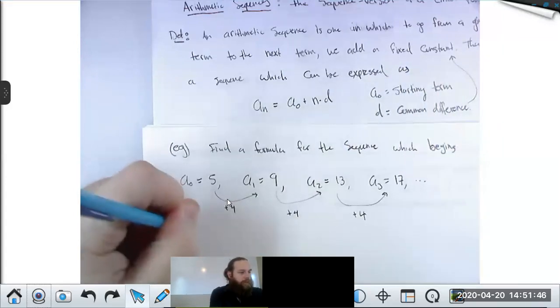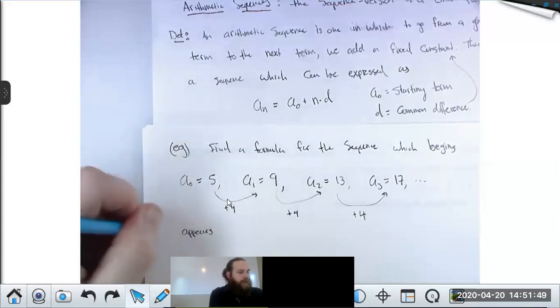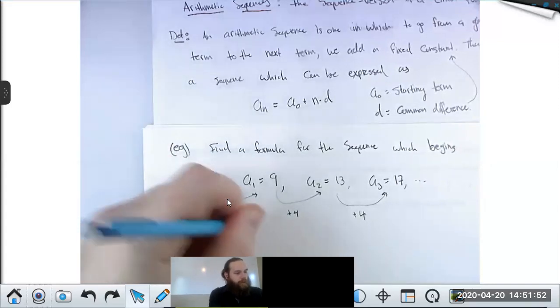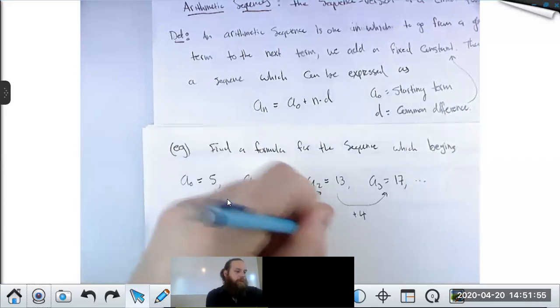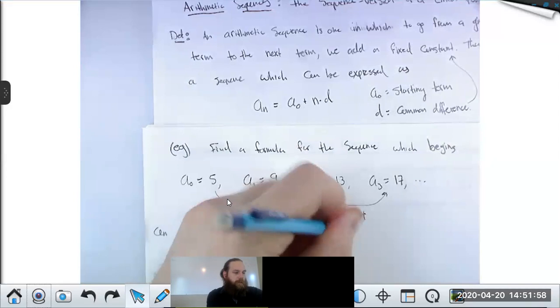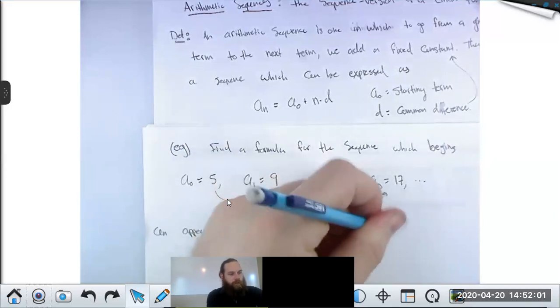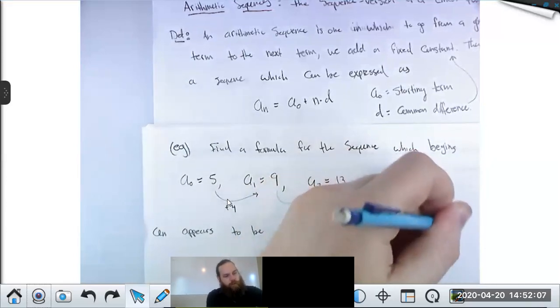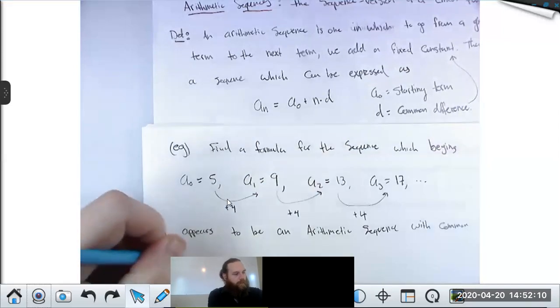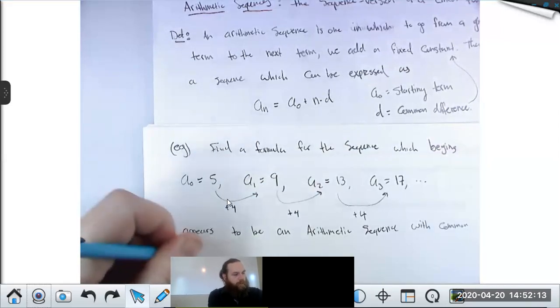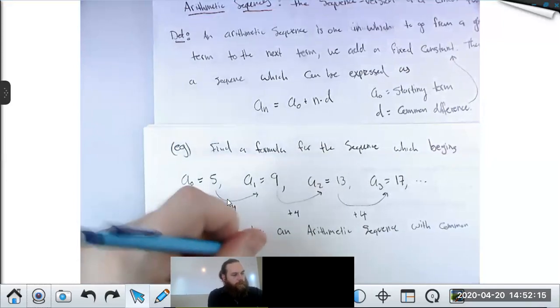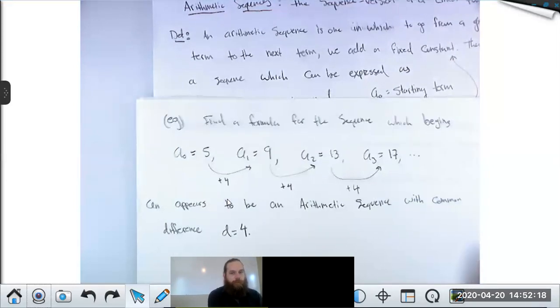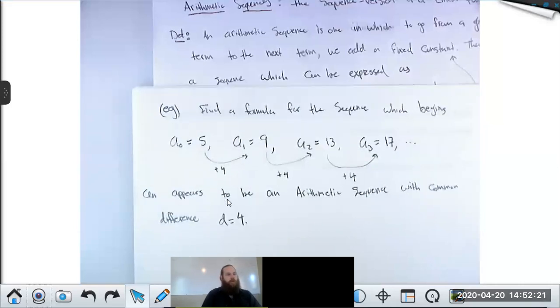This appears to be, so I'd say a_n appears to be an arithmetic sequence with common difference d equals 4, because to go from one term to the next, I'm adding 4. The next term of the sequence would be 21, and then 25, and then 29, and so on.